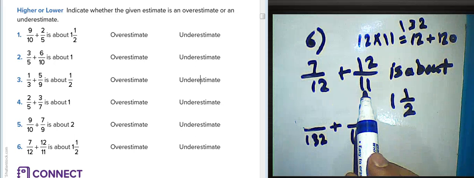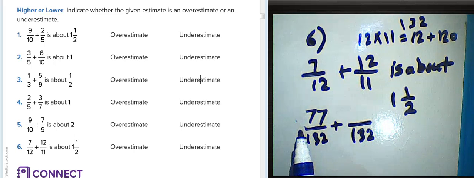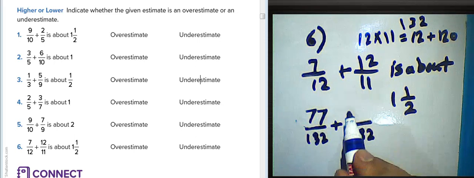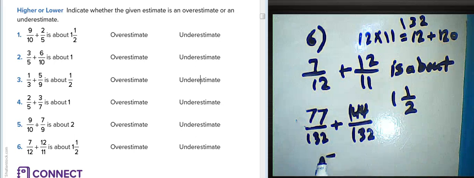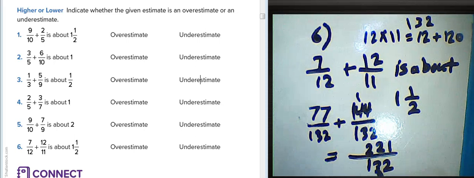And ask yourself, 11 times 7 equals 77. We can find the numerator here by the product of extremes equals the product of means. And 12 times 12 equals 144. Then we write 132 in the denominator, and then 4 times 7 equals 28, 8 and carry 2. 5 plus 7 equals 12, 2 and carry 1, 1 plus 1 equals 2. The result will be 221 over 132.